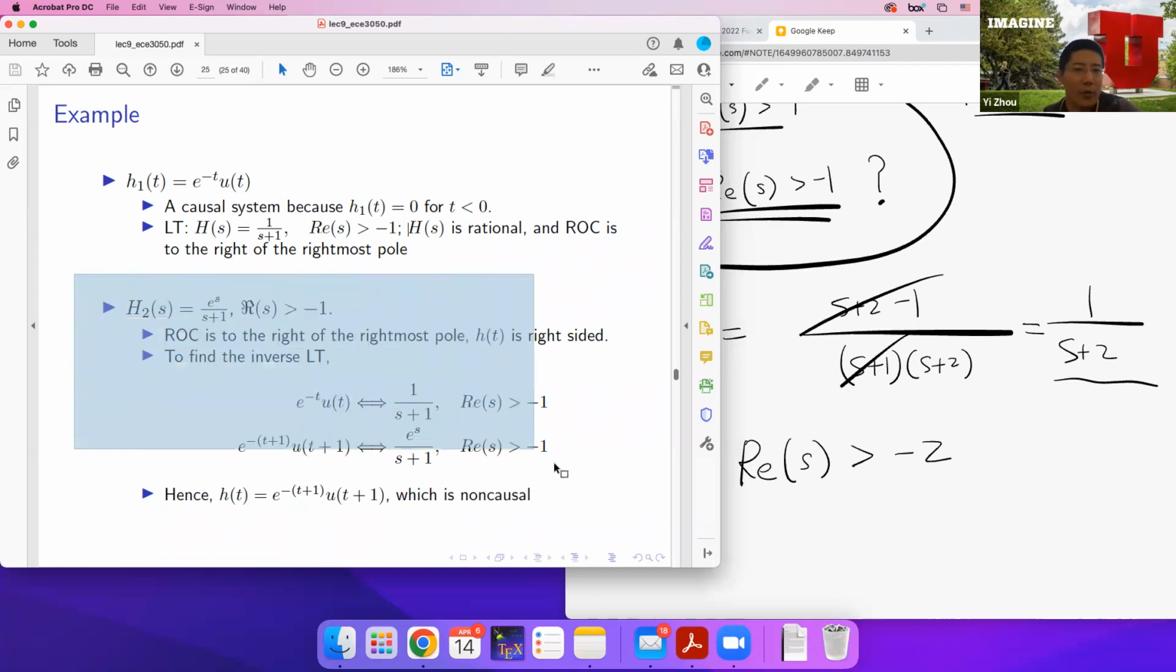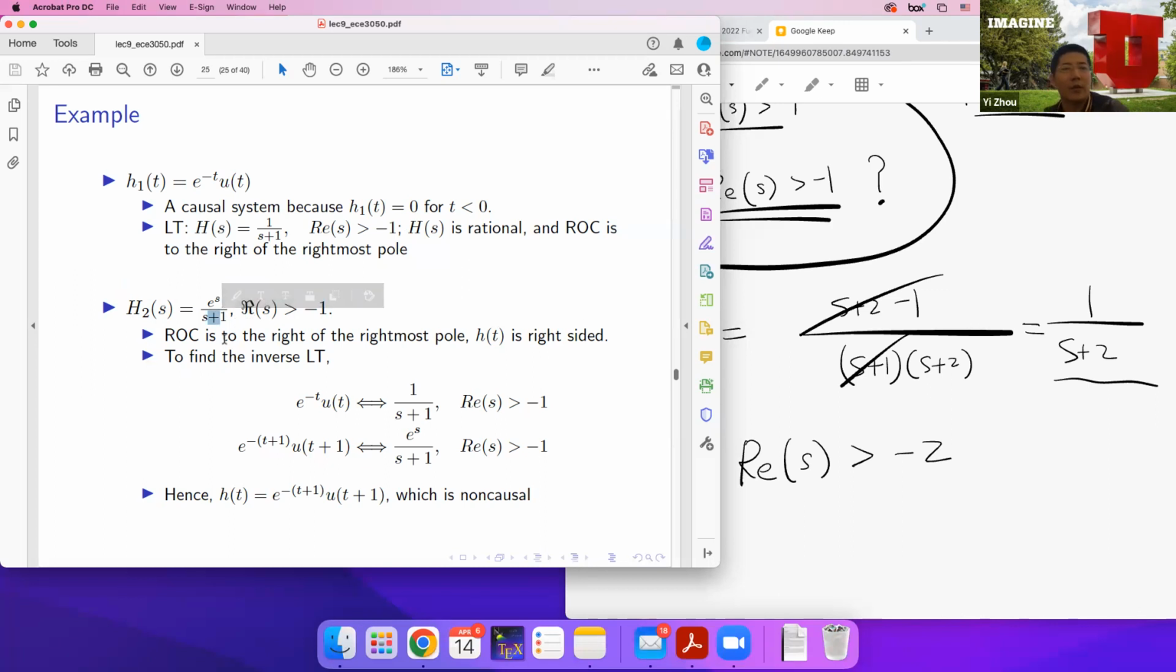Now here's another counterexample. For this one, we are given an LTI system, and for the impulse response, the corresponding Laplace transform is given as follows. The Laplace transform of the impulse response takes this form, and the region of convergence is to the right of negative one. Here negative one is the pole of this Laplace transform. So we can see that first of all, the ROC is indeed to the right of the rightmost pole, because again, we only have a single pole here, negative one. So it's to the right of the rightmost pole.